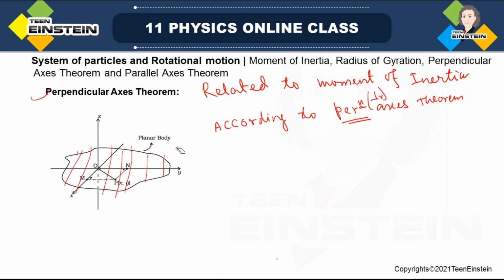Okay, so I'm taking two axes in the plane, that is the x-axis and the y-axis, and another axis I am drawing perpendicular to the plane. So you just take a disk, you have two axes, and the perpendicular axis is the z-axis. Okay, this is the thing.